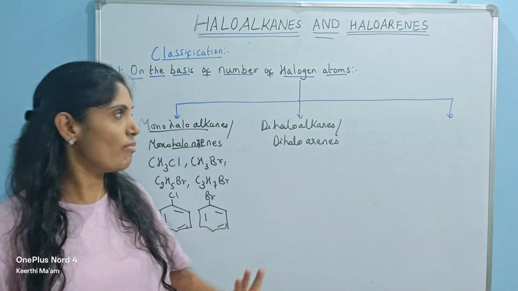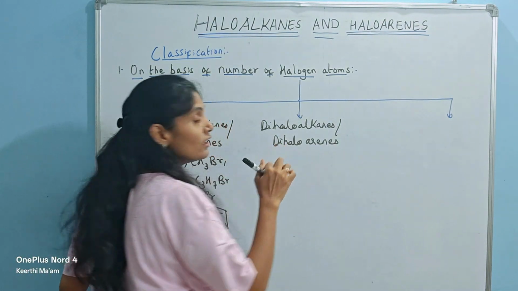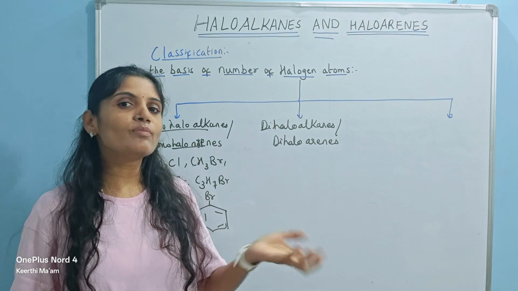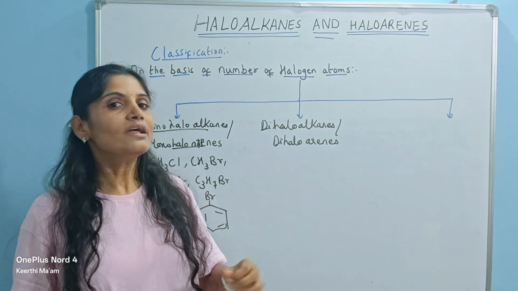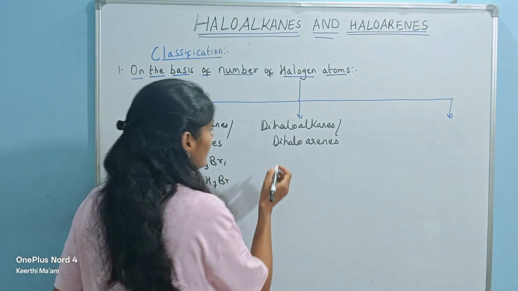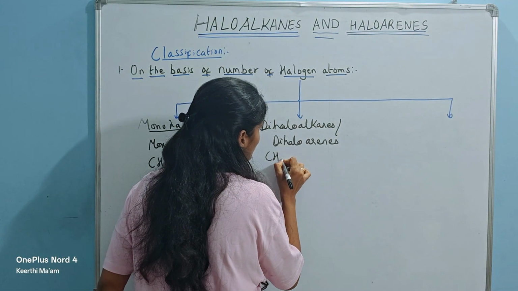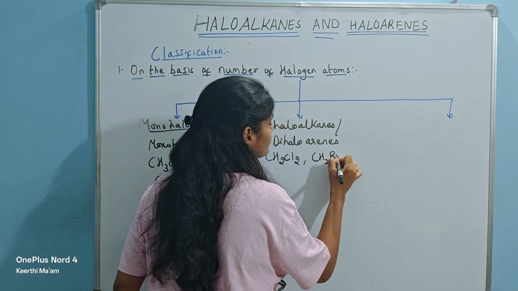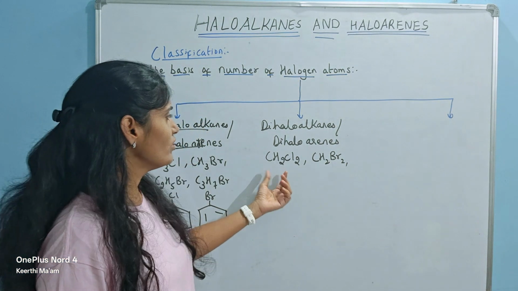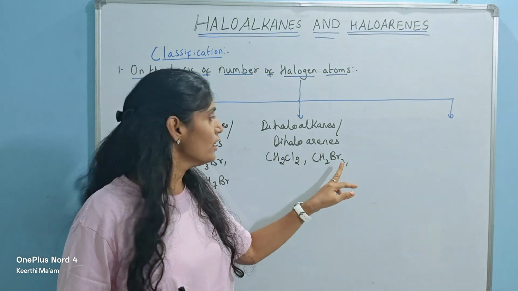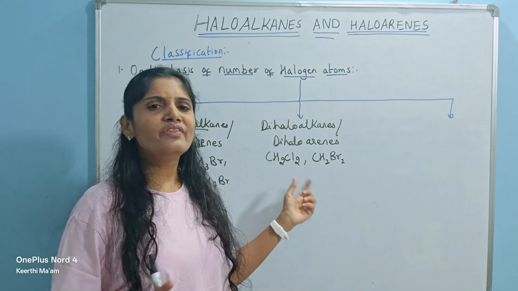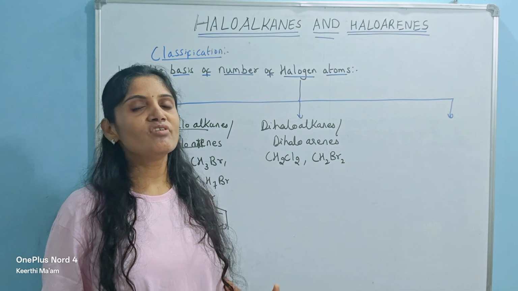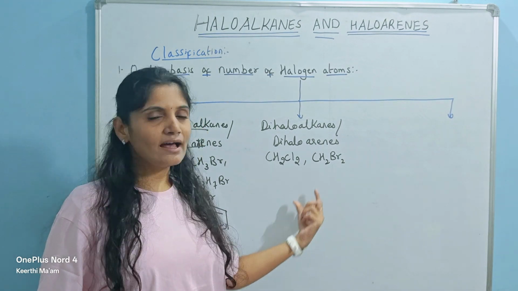That also we will see step by step. Now from an alkane, when two hydrogens are replaced by two halogens, then I call it a dihaloalkane. Now you can see here CH2Cl2, CH2Br2. It is very much obvious now. Two hydrogens have been replaced by two halogens. Now they are arranged in two ways. Based on that, again they are classified into geminal and vicinal dihalides. That we will see when I classify it further.